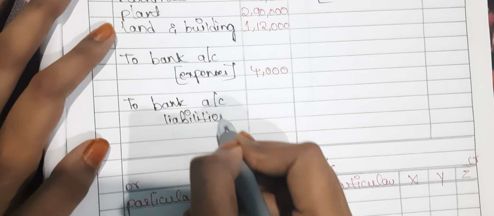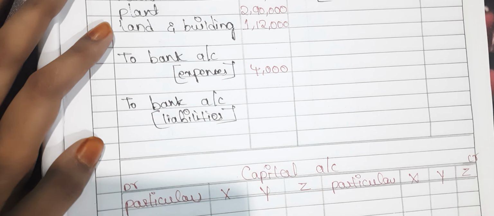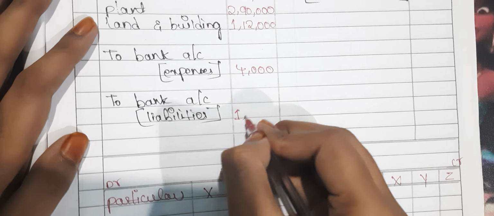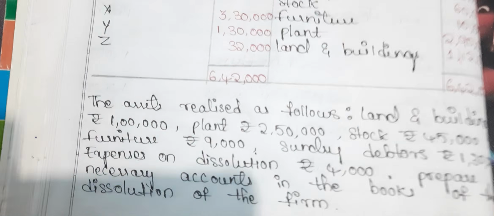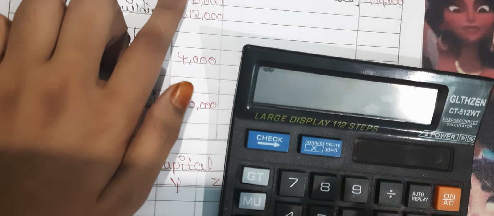Liabilities. Mention here in the brackets, liabilities. How much is the amount? 1,50,000. Now completed, right? Do we have any other question? No, questions have been completed. Now add all these amounts, this side and also this side.